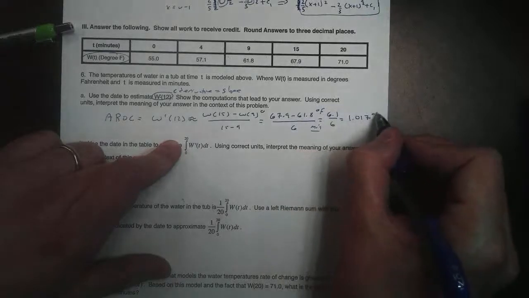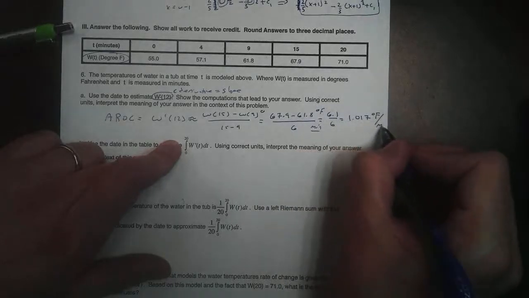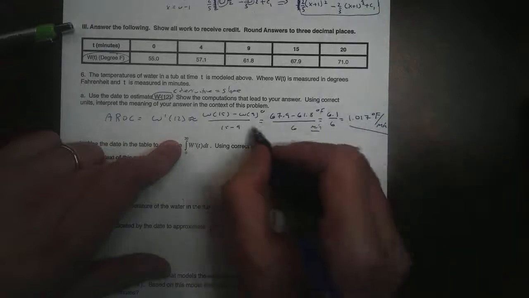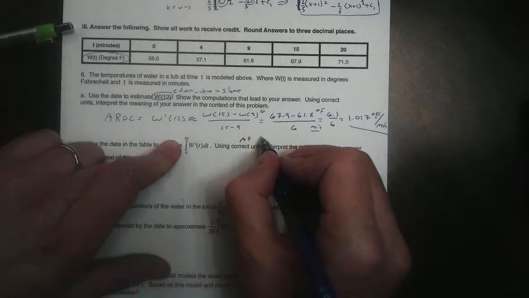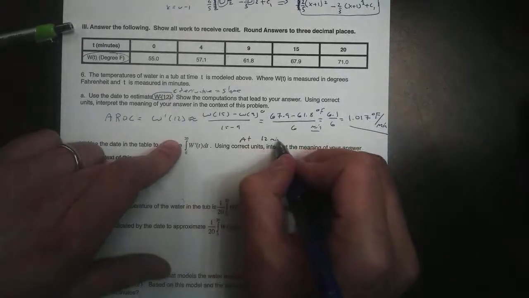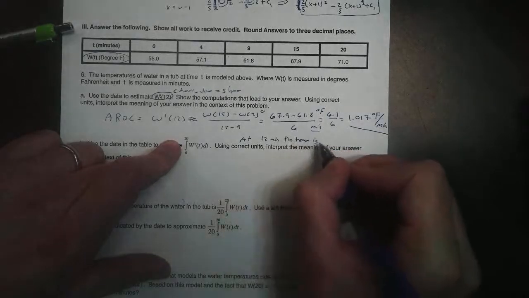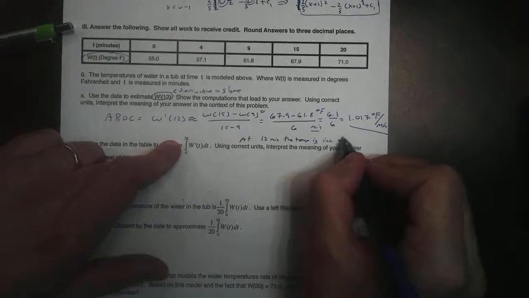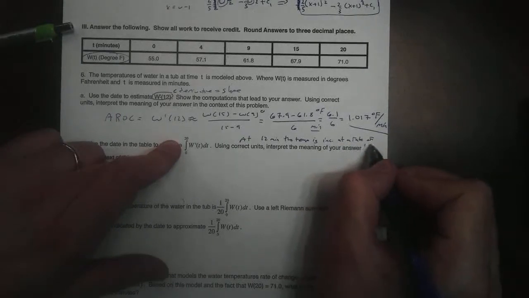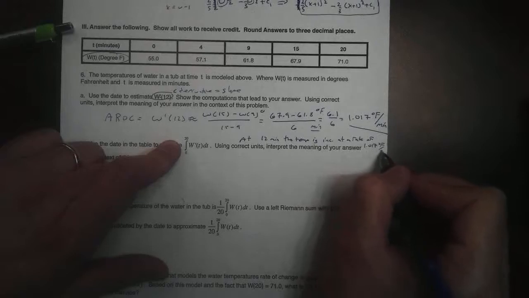So this is going to be degrees Fahrenheit per minute. So what is it saying? At 12 minutes, the temperature is increasing at a rate of 1.017 degrees Fahrenheit per minute. Something along those lines. All right, now the next one.